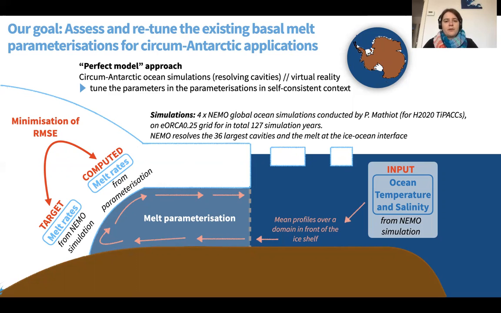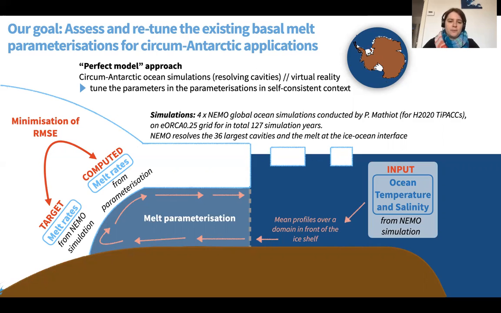NEMO resolves the 36 largest cavities that are shown in the map above, and the melt at the ice-ocean interface, or more precisely, the circulation of the water in the cavity and the resulting melt. So to retune the parameterizations, we compute mean profiles averaged over a given domain in front of the ice shelf. And these are ocean temperature and salinity profiles from the NEMO simulations.